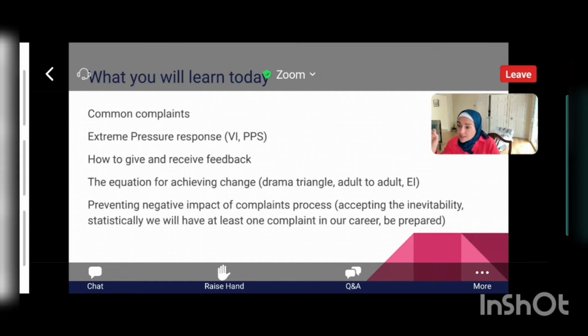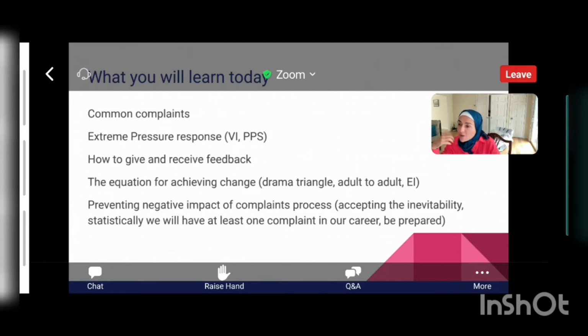Feedback is so essential. And we're going to talk about how to give feedback and how to receive feedback. The equation for achieving change. This is something that I wish I knew 20 years ago. It would have helped me a lot. And I want to share this with the audience to see if it helps you and maybe it can save some time for you. Preventing negative impact of the complaints process.